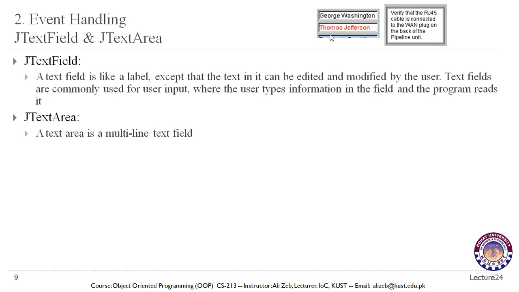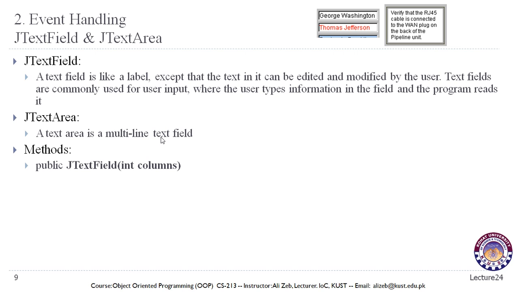field. As we can see in this case, if you want multiple lines in our text field, then we can use the JTextArea that will add multiple lines. For example, for long text we can use the JTextArea. There are methods associated with these components as well.